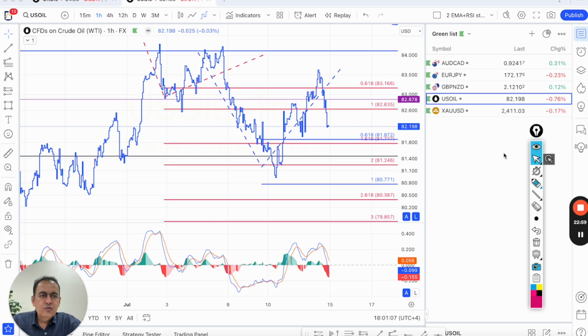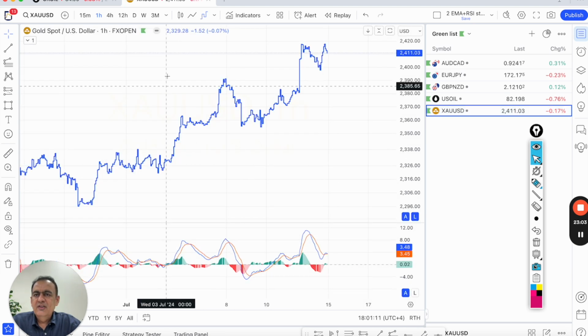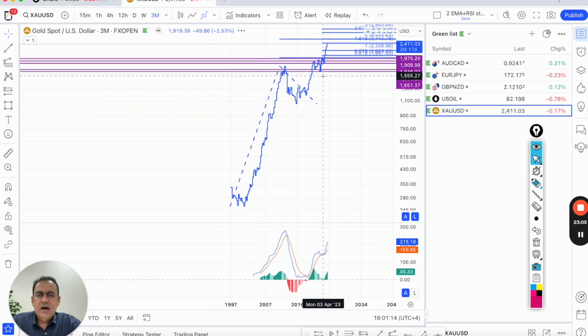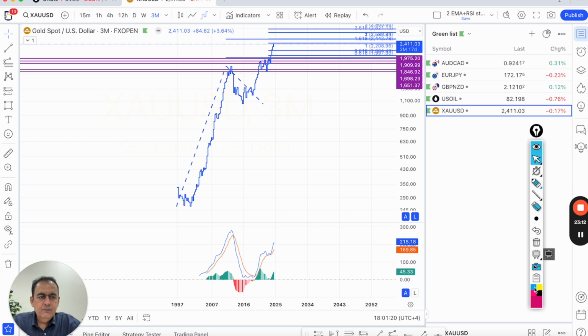Now the final instrument is gold. Here again, based on the higher time frame chart, I've applied horizontal levels of support and resistance. I've also applied long-term Fib extension plotted on 3 monthly chart. So this is the first bull run, corrective pattern down.